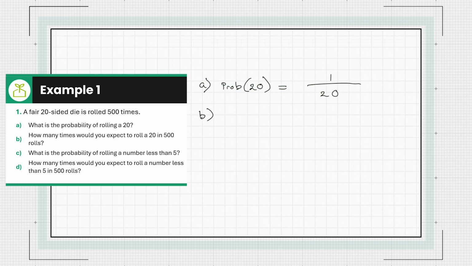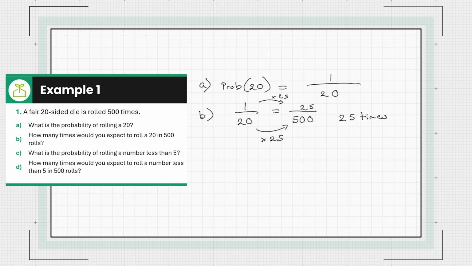For B, how many times would I expect to roll a 20 in 500 rolls? We can simply take the probability that we originally had, and then find the equivalent fraction if our number of trials was 500. So to go from 20 to 500, I've multiplied by 25. So I have to do the same to the top.